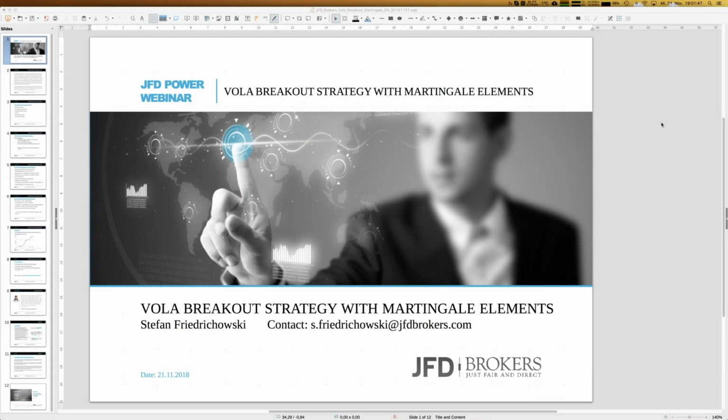Back to that complicated title, Vola Breakout Strategy with Martingale Elements. You see, there are several things mentioned. Vola means normally volatility. So in this case, it will be once again, as maybe always when I talk about volatility, I go for an ATR, an average true range indicator. So that is one element.